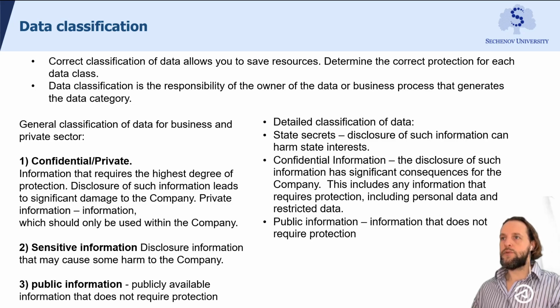Talking about confidential data, there will be classifications also. On the highest level, it will be state secret. Disclosure of this type of information could harm state interests. Confidential information will be on the level of the company. And public information, which does not require protection.